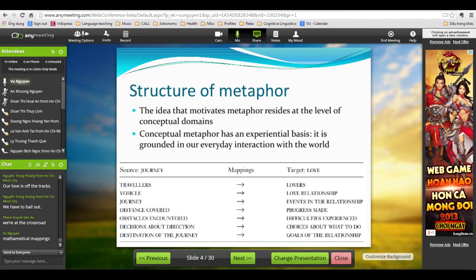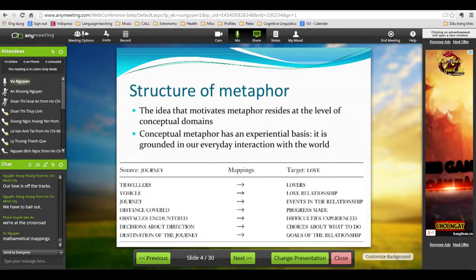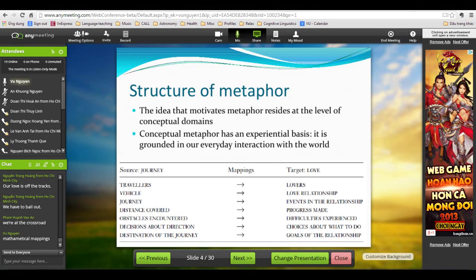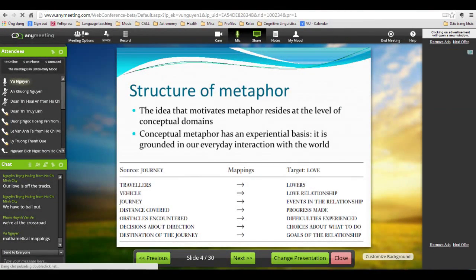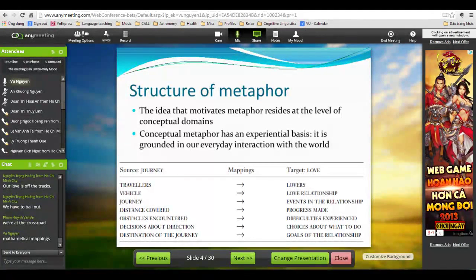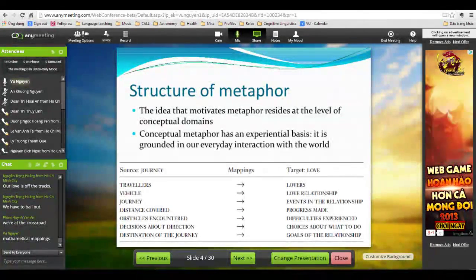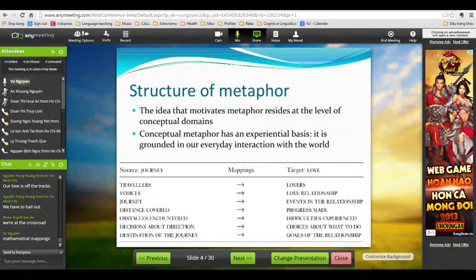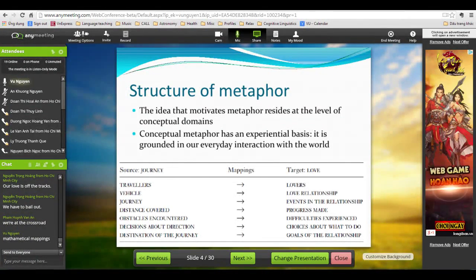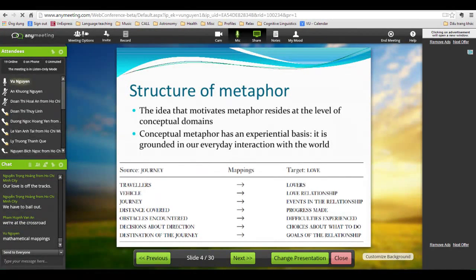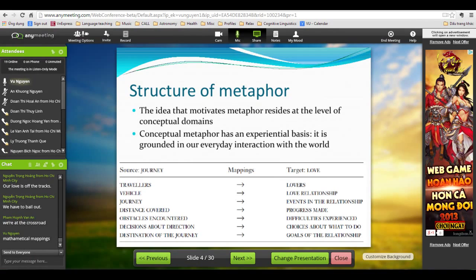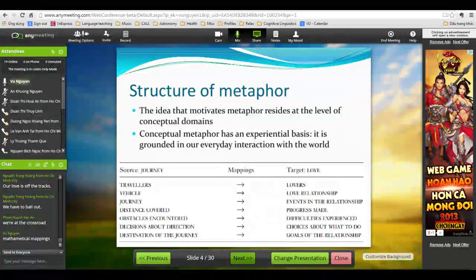Okay, now another important point that Lakoff makes in his conceptual metaphor theory is that conceptual metaphors are always unidirectional. It's one way. So the mapping can only be from the journey domain onto the love domain, and it will not be the other way around. Now, sometimes you may see cases in which two metaphors share the same source domain and target domain, but they are actually very different. Now let's look at this example.